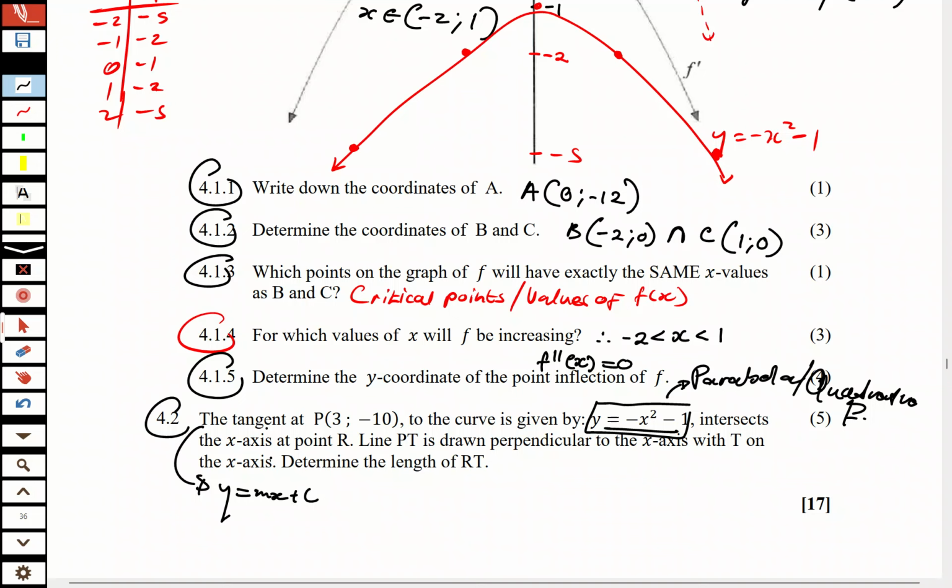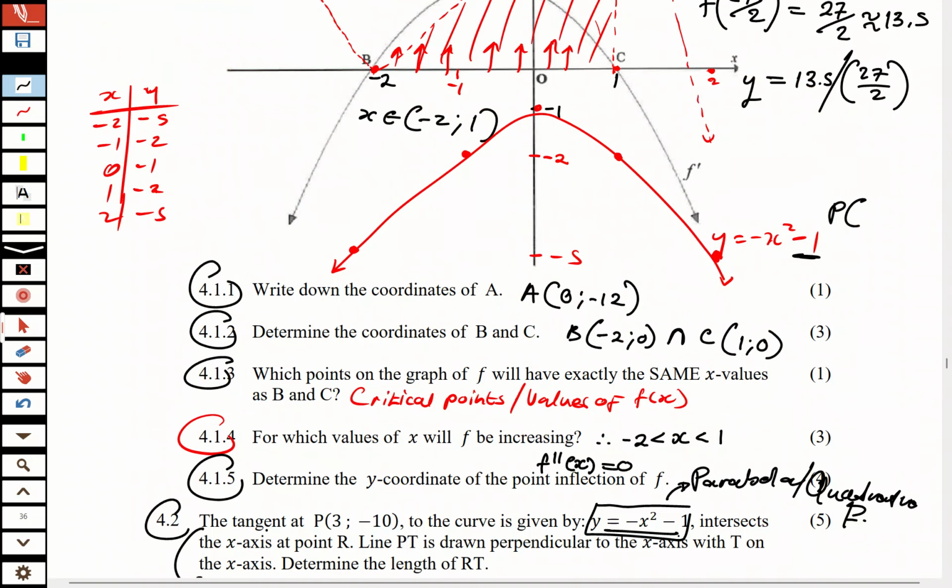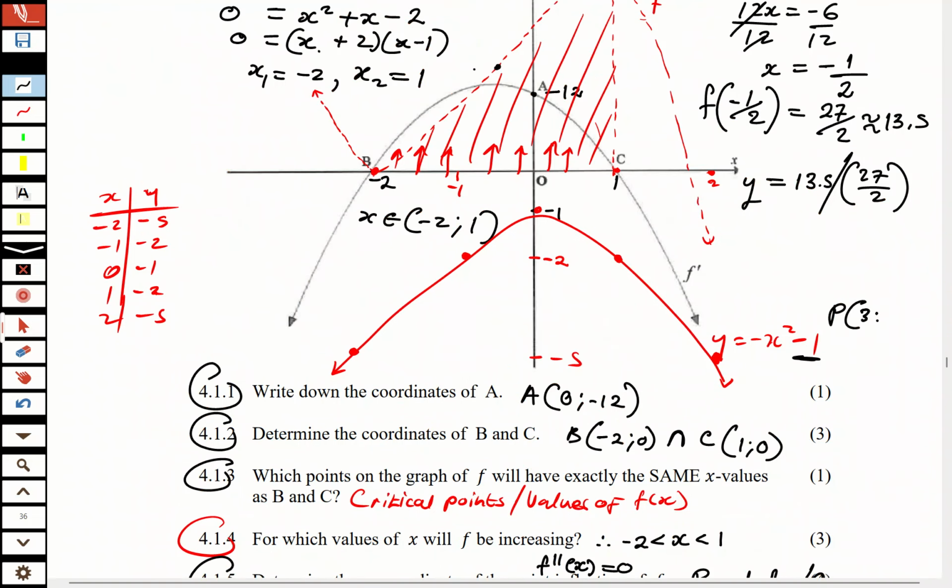They say that it intersects the x-axis. So what we are going to picture is that there is a tangent to this function at point P. What is P? They told us P is 3 and -10. So there is a tangent to this function at 3 and -10. So let's say P is somewhere here. This is 3 and -10. And there is a tangent at P there.